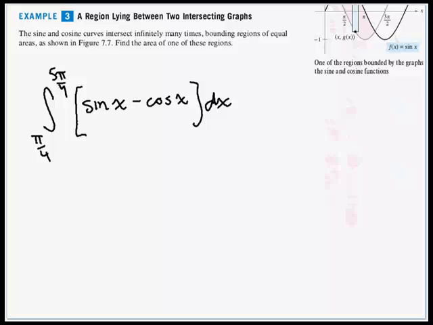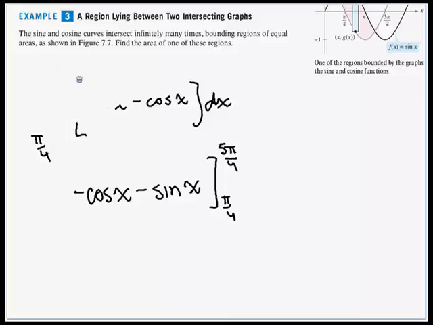So let's take the antiderivatives. What is the antiderivative of sine x? Well, that's a negative cos. Minus, what is the antiderivative of cosine? Well, that's sine. And we are evaluating from quarter pi to 5/4 pi.